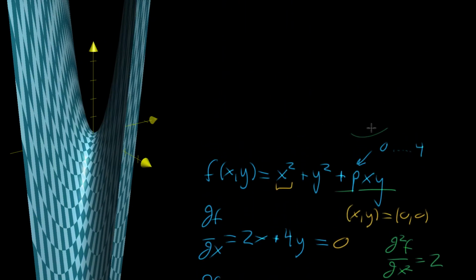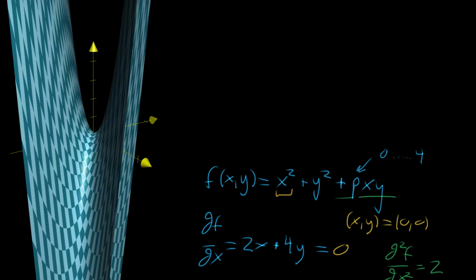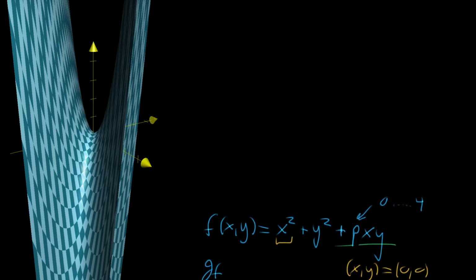So the full reasoning behind this test is something that I'll get to in later videos, but right now I just want to have it on the table and teach you what it is and how to use it. So this is called the second partial derivative test. I'll just write deriv test since I'm a slow writer.